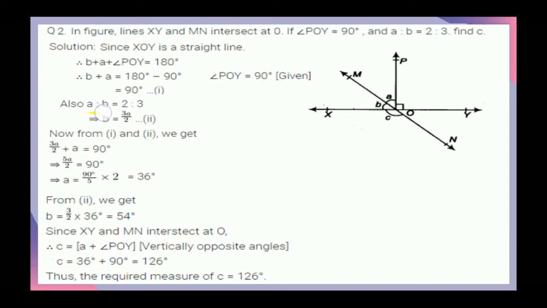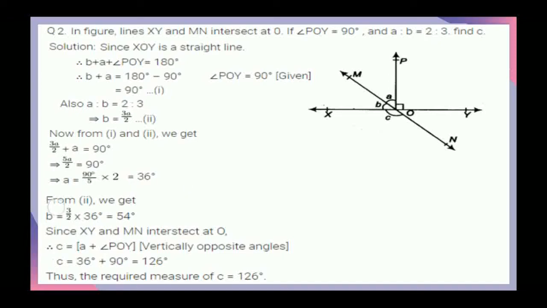Also a is to b is equal to 2 is to 3. This is given in the question. Therefore b is equal to 3a upon 2, and this we are taking as equation 2. Now from equations first and second we get 3a upon 2 plus a is equal to 90 degrees. So on solving we'll get 5a upon 2 is equal to 90 degrees. Now a is equal to 90 degrees upon 5 multiplied by 2, which is equal to 36 degrees.